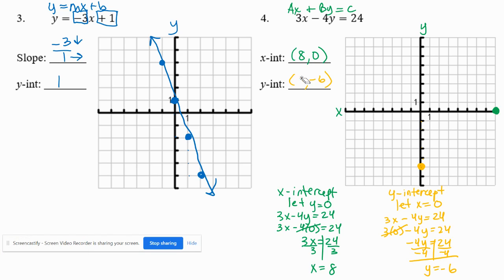Let me just fix that 0. And then now that we have our 2 points, you can go ahead and connect them with the line. Make sure there's arrows going in both directions to let us know that the line keeps going on forever.